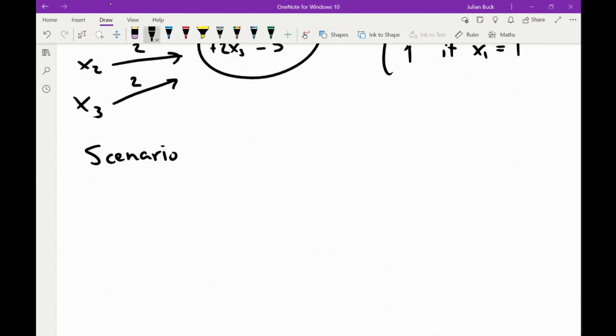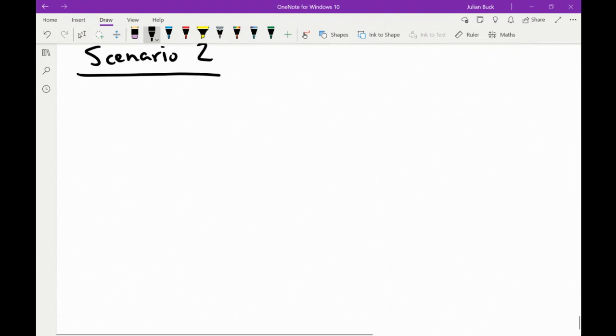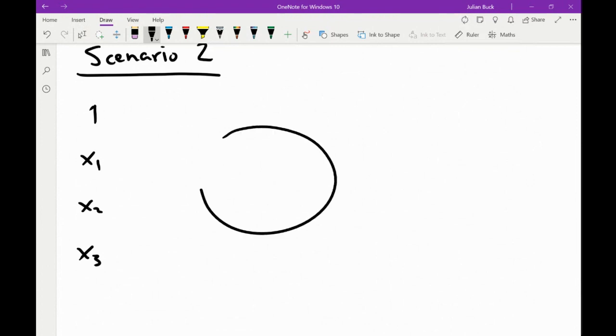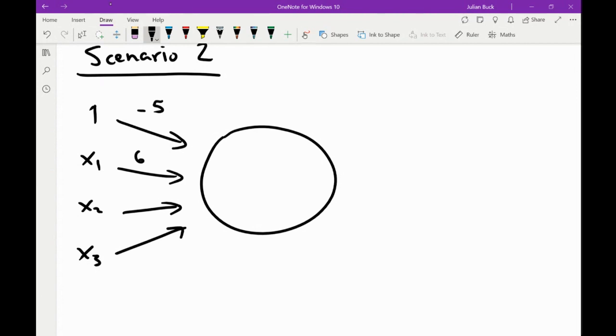Let's look at scenario 2. Okay, so here, we still had a threshold of 5, which means the bias will be -5. Then our weights were 6, 3, and 3. Now our net input looks like 6x1 plus 3x2 plus 3x3 minus 5.